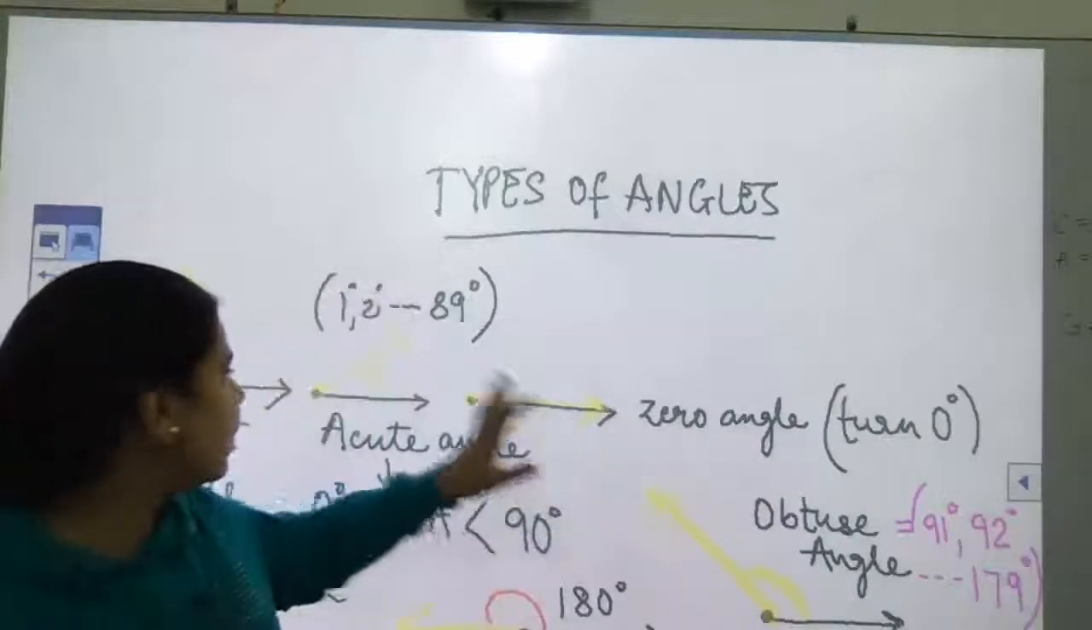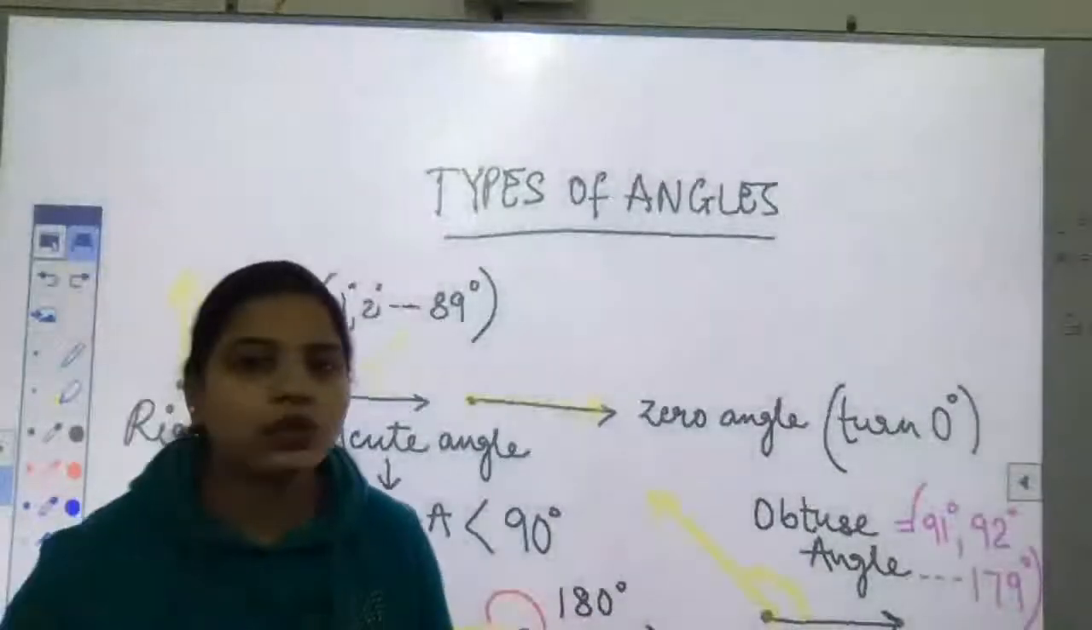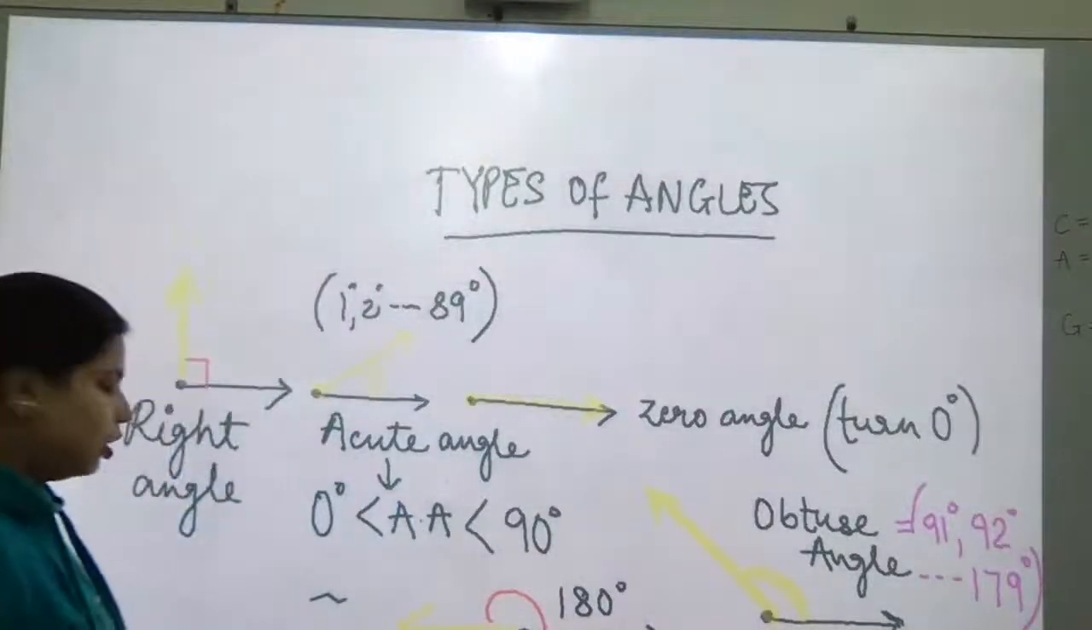We have learned about zero angle, acute angle, right angle, obtuse angle, straight angle, and the last one is not last.